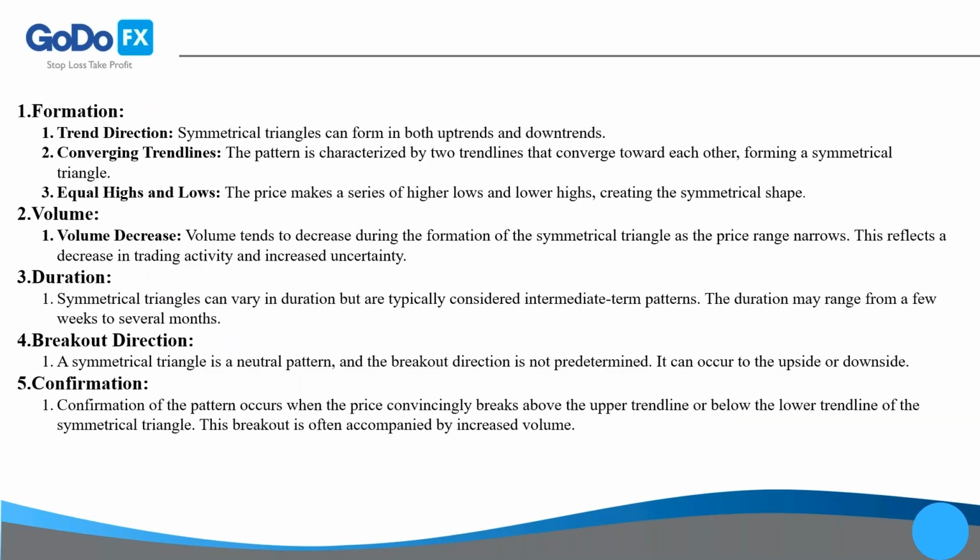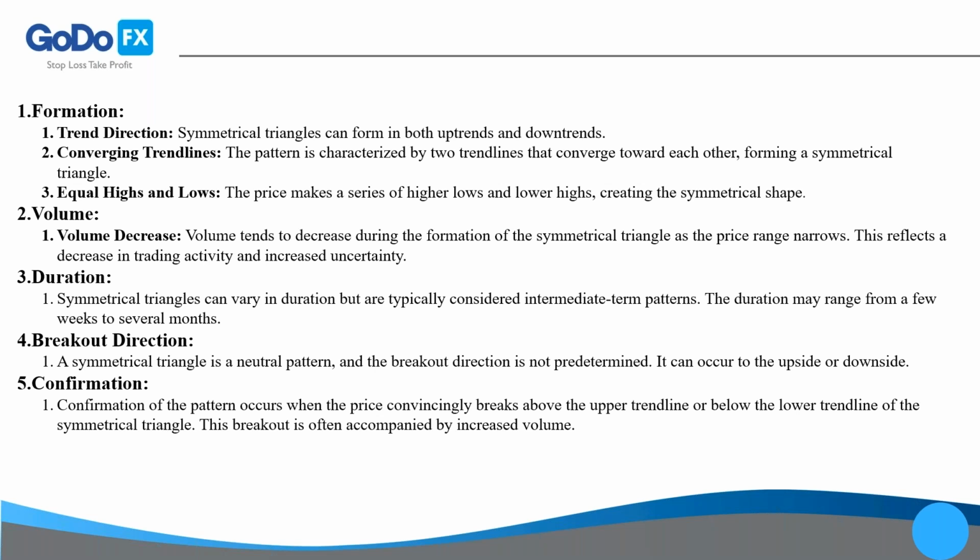Now, concerning the key characteristics of it, symmetrical triangles can form in both uptrends and downtrends, and this pattern is characterized by two trend lines that converge toward each other, forming a symmetrical triangle. So the price makes a series of higher lows and lower highs, creating the symmetrical shape. Concerning the volume, it tends to decrease during the formation of the symmetrical triangle as the price range narrows. So this reflects a decrease in trading activity and increased uncertainty.